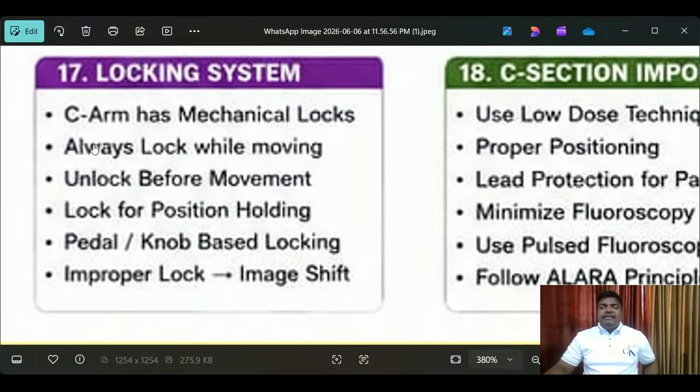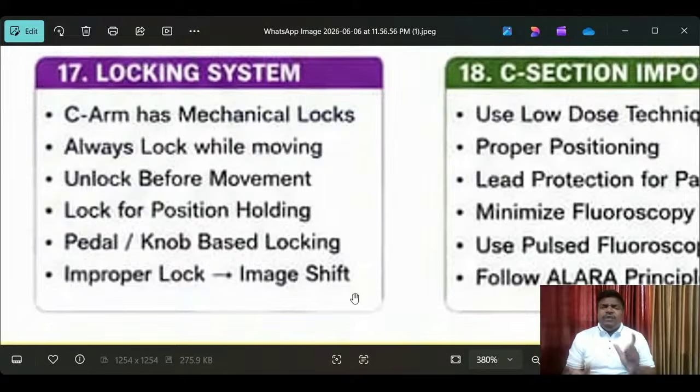Now the 17th point, locking system. Before that, I showed the locking system in my CM equipment picture. Every part you have to keep in your mind, it is very important to provide services in your work area. Next, locking system: the CM has mechanical locks. Always lock while moving, unlock before movement, and lock for positioning and holding. There is pedal knob based locking; improper locking causes image shifting.